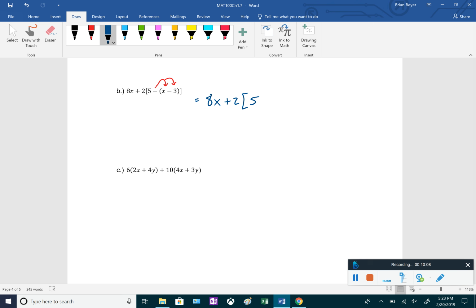5, so negative 1 times x, that's going to be minus x. Negative 1 times negative 3 is positive 3.